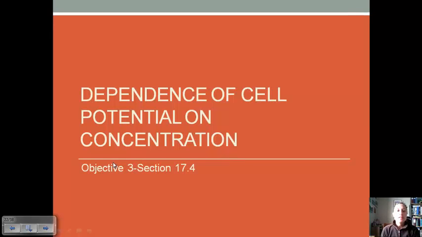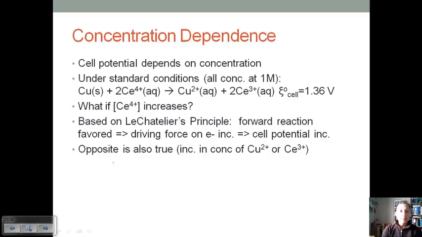Alright, hello. So we're going to continue our discussion of galvanic cells, and we've talked about cell potential, and now we're going to look at the dependence of cell potential on concentration. And so cell potential does depend on concentration, and so far we've assumed that we are under standard conditions, which means that all concentrations are at 1 molar.